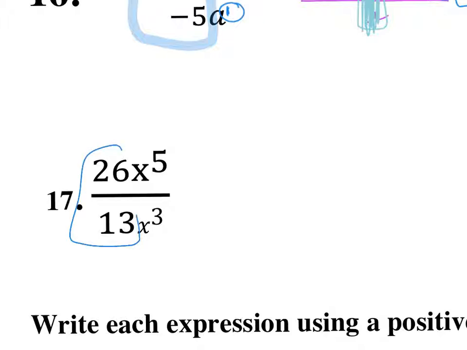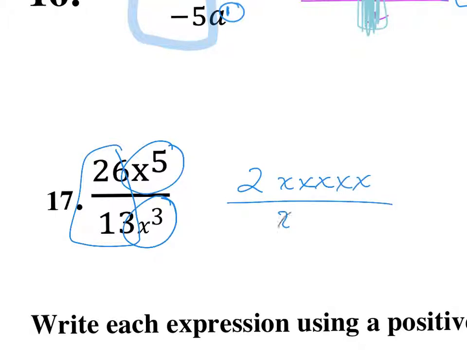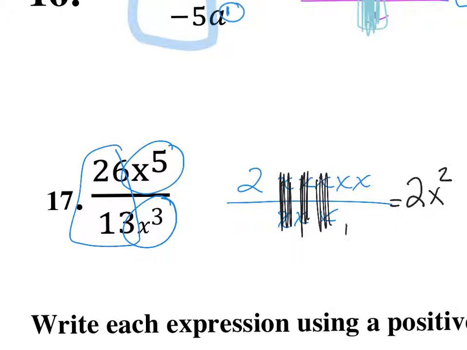26 divided by 13 is 2. X to the 5 over x to the 3, you can draw it out, and then remember that anything over itself divides away. It becomes 1, so it divides away, and you're left with 2 x to the 2. The denominator is just 1, but you don't have to rewrite that. You just write it as a whole number looking.